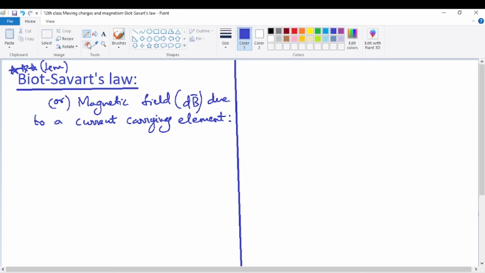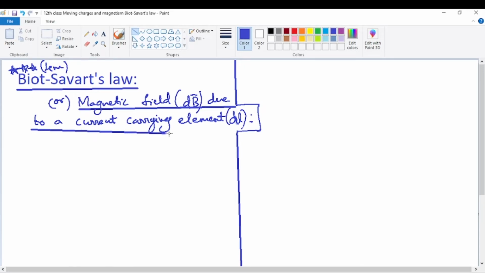So the current carrying element symbol is taken as dl. L stands for regular, normal length, and dl stands for an extremely tiny length. This is the other way of writing the same side heading: the topic is a 4 marks short answer question. It's very important in every board exam, almost throughout the world.